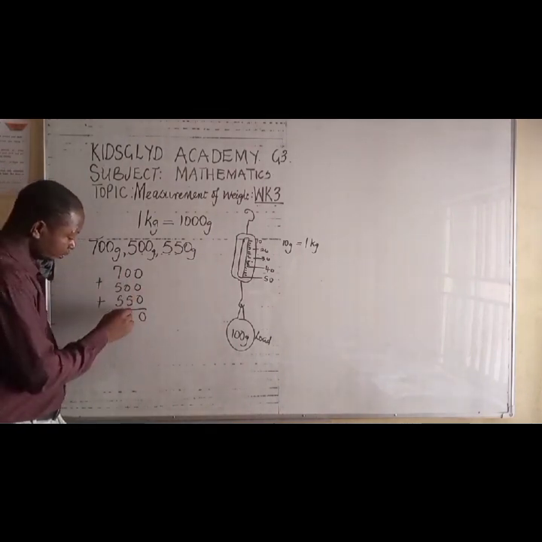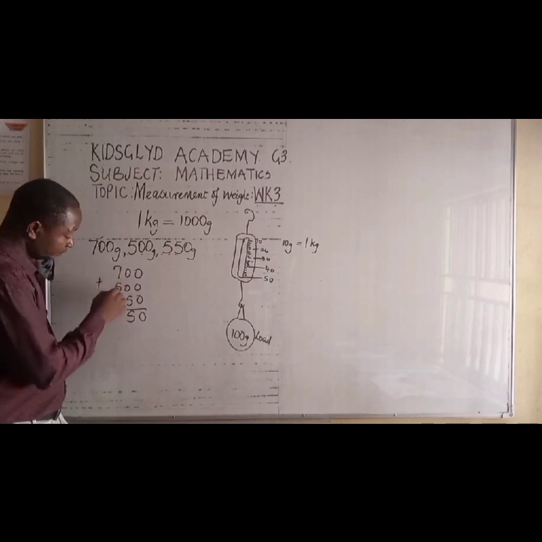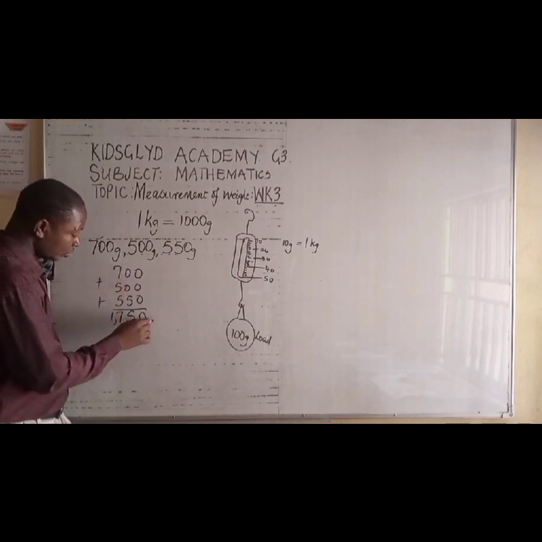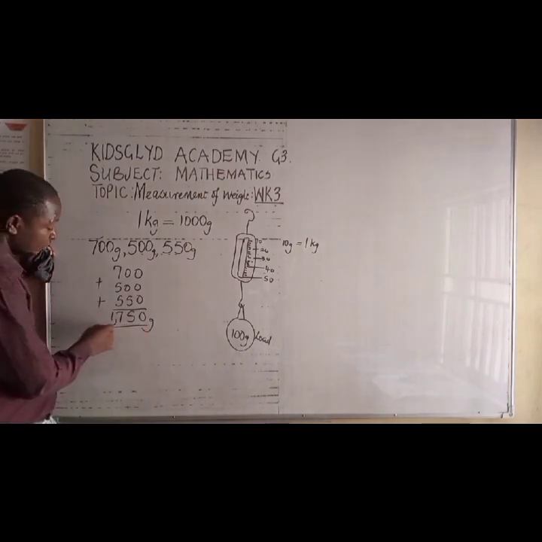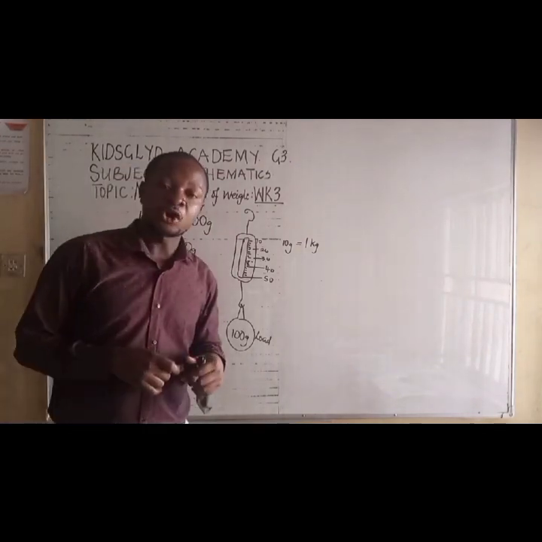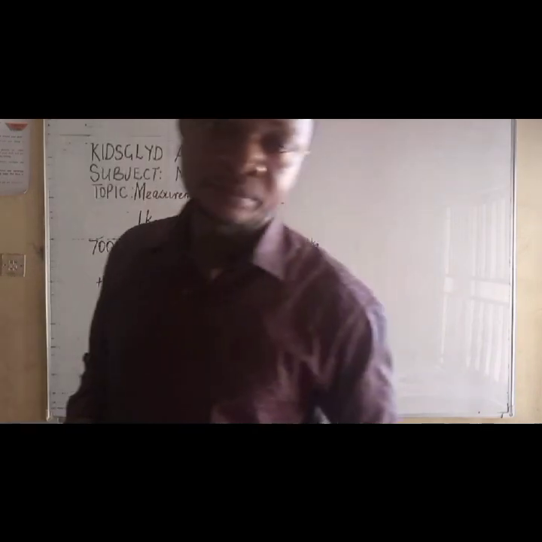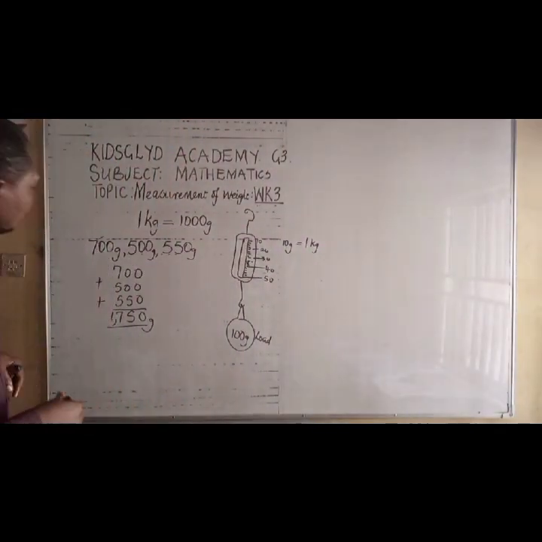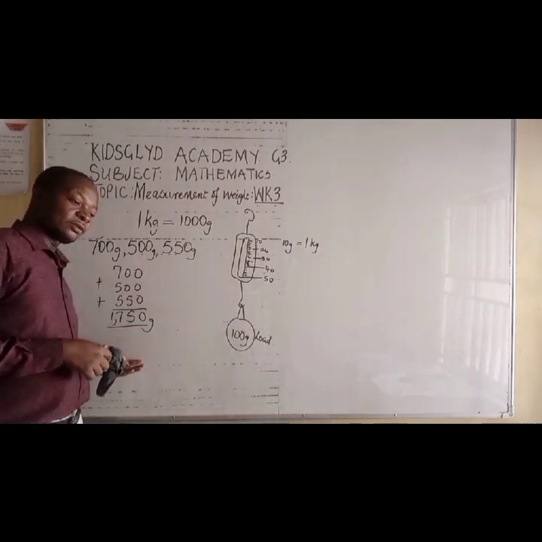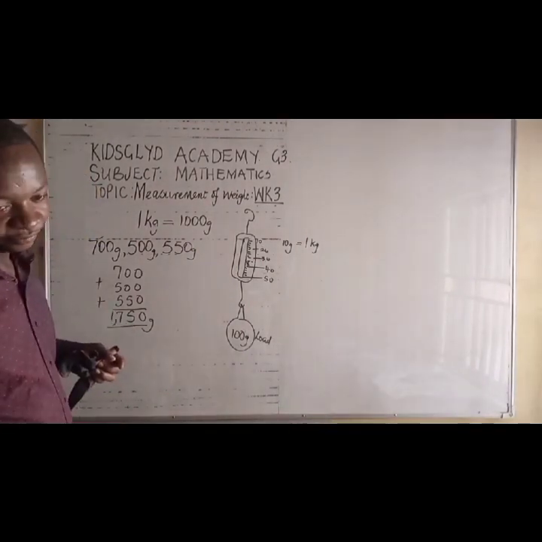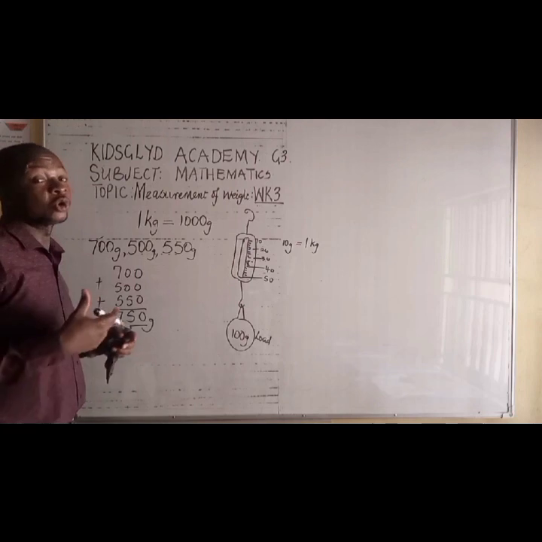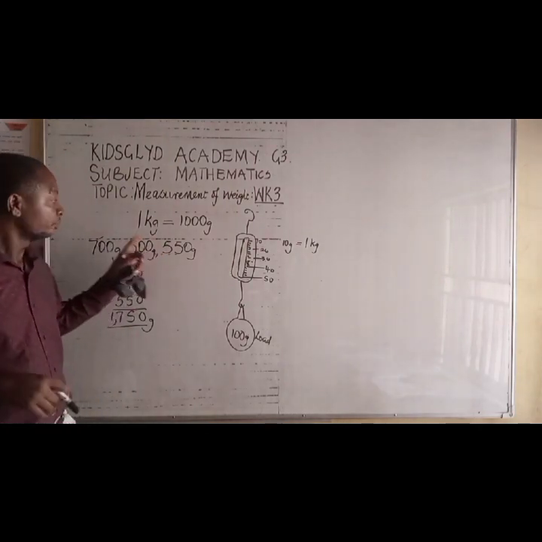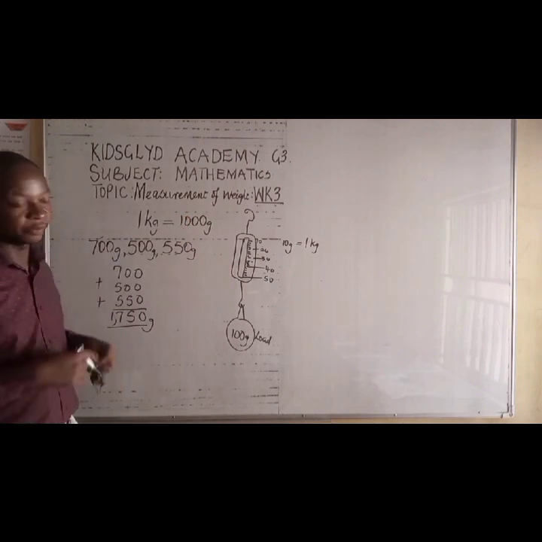This is 0, this is 5, this is 10, 17. That means all of us weigh 1,750 grams. Now that we are weighing 1,750 grams, should we leave it here or should we convert it to kilograms? We need to convert it. Already we say that 1 kilogram is equal to 1,000 grams.